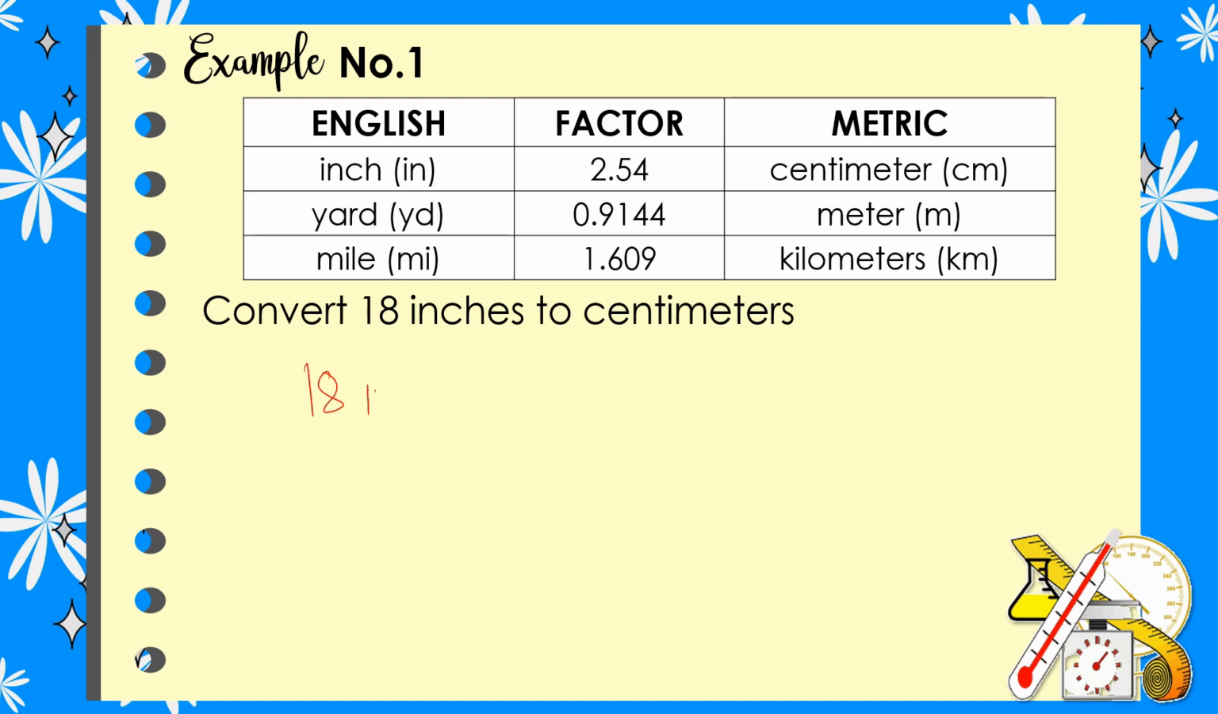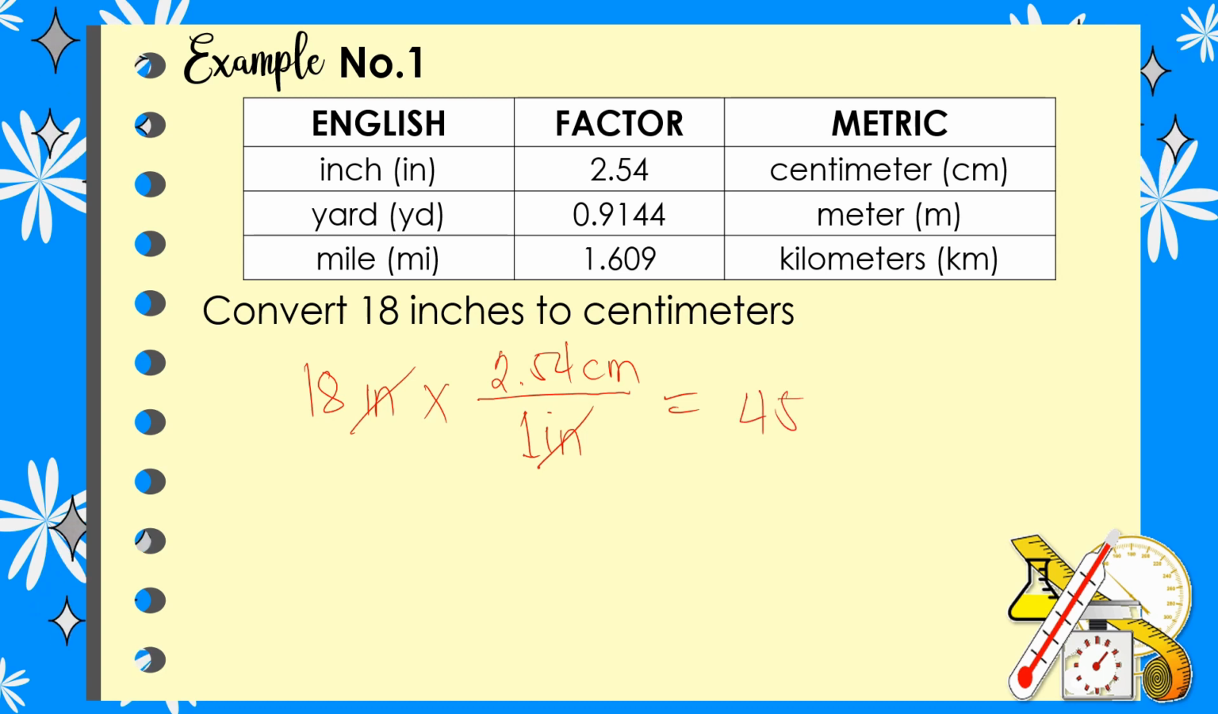18 inches times, kailangan yung kamukha niya nasa baba, that would be 1 inch. For every inch, merong 2.54 centimeters. So, cancel out natin yung inches. Matitira yung 18 times 2.54. The answer is 45.72 centimeters.